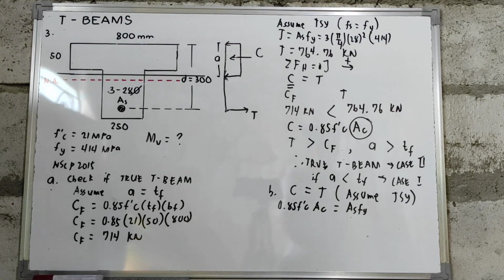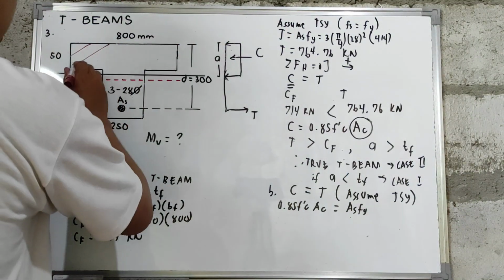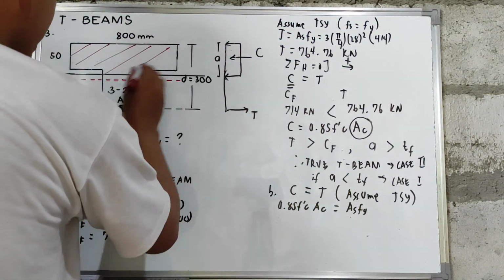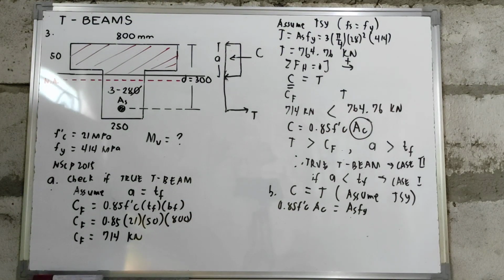So sir, what is the area of our compression here, or the compressive area? Since the area of our compression is a T-beam, this is our approach for an irregular section.